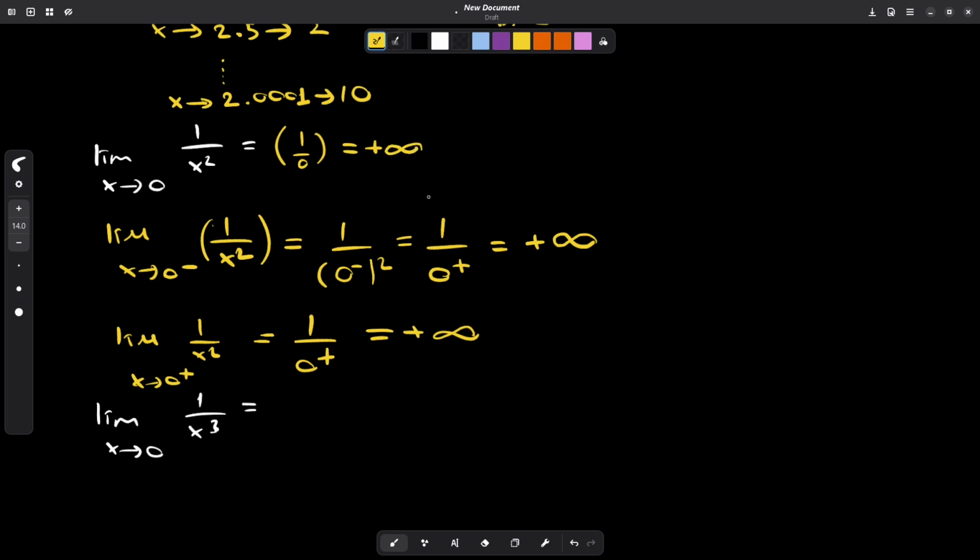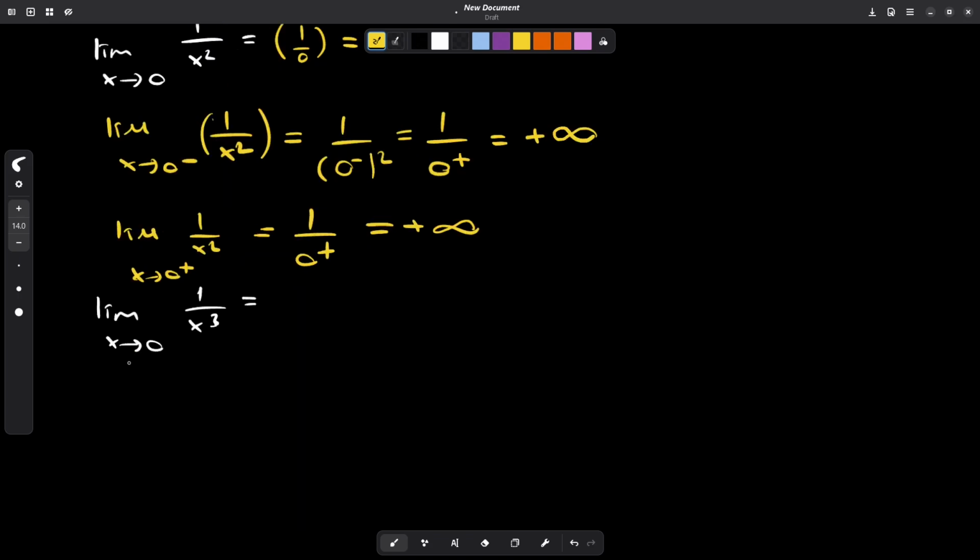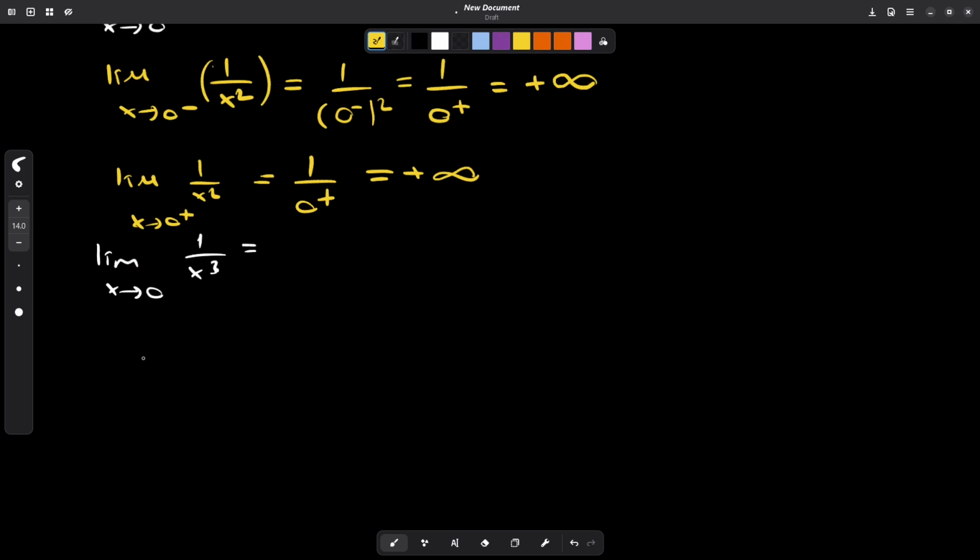I have my limit this time, right? Limit of 1 over x cubed as x approaches 0. Maybe you know the graphs of these functions, but it's a way to figure out these limits, of course, but you cannot do it in every problem, so it is better to learn it this way, right? Let's check it from the left side. Of course, this is going to be 1 over 0 from the left side because cubed of it is going to give left side again. Therefore, I'm going to say this is negative infinity.